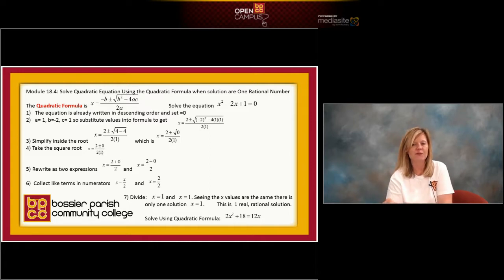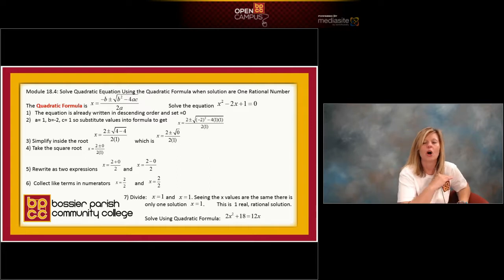Then I wrote minus 4. A is 1. C is 1. So I showed those numbers connected by multiplication, all over 2 times A, which is also 1. Okay? Now we know we're going to do our order of operations. We're going to work inside the symbol. So inside the symbol, negative 2 squared. Well, a negative times a negative is always a positive. That makes positive 4. When we multiply negative 4 times 1 times 1, that will give us negative 4.